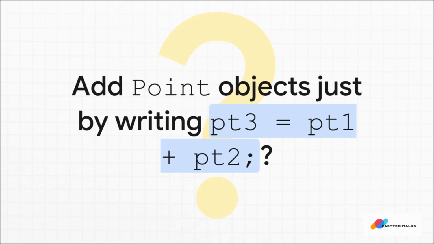Logically, it makes sense that you should be able to add 2 points together to get a new point. But if you try to just write pt1 plus pt2, C++ is going to throw an error. It has no idea what the plus sign means for your custom point class. But what if you could teach it?